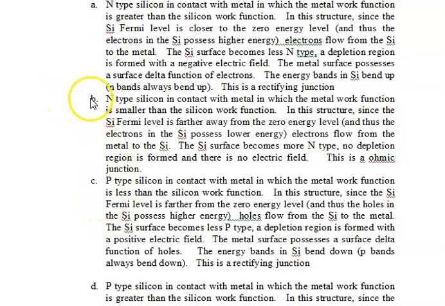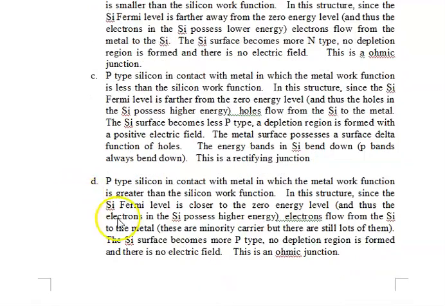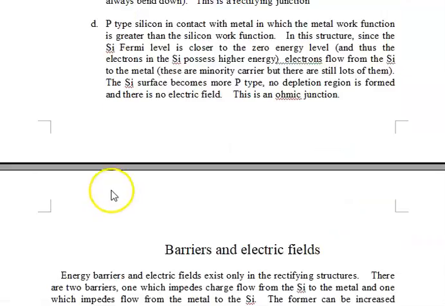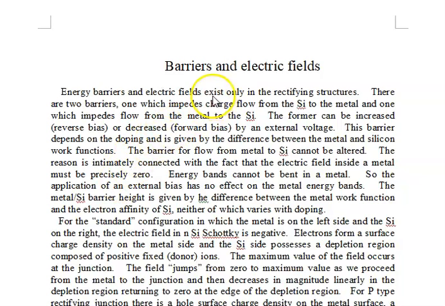If it's P-type, it becomes less P-type. In the non-rectifying, B and D, at the surface, at the metallurgical junction, the silicon becomes more N-type if it starts out N-type, and more P-type if it starts out as P-type. And then we talk a little bit about barriers and electric fields in the Schottky barrier.